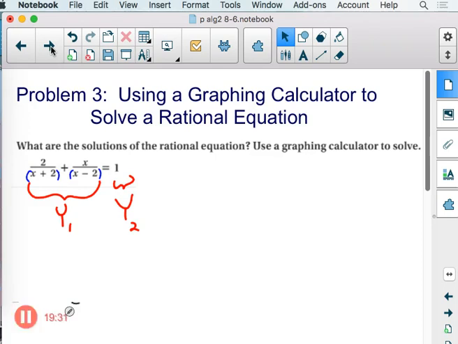Window-wise, especially on the test, we generally try to keep this like a negative 10. But for our y's, look at what we want to see. We just want to see 1. So we probably don't need to do negative 10 to 10. We can maybe just do 0 to 3. Ready?